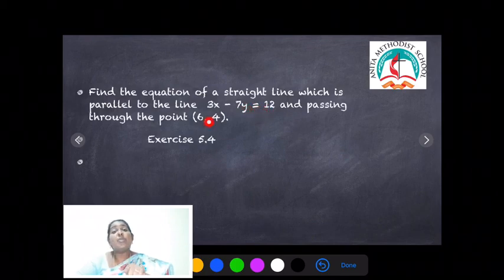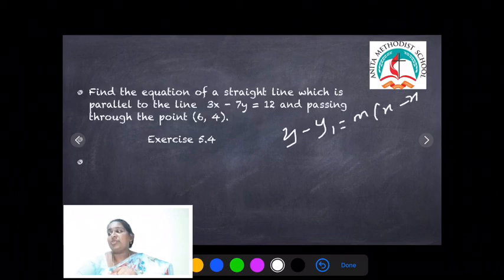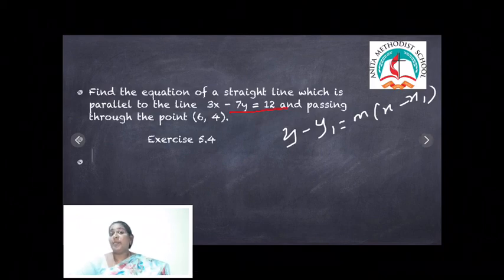After finding the slope, what will you do? What formula will you use? You will use the one point formula: y minus y1 is equal to m into (x minus x1). For this equation, what will you find out? Slope. Do you remember this?